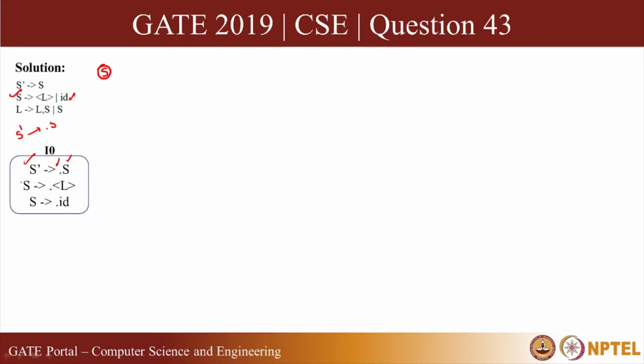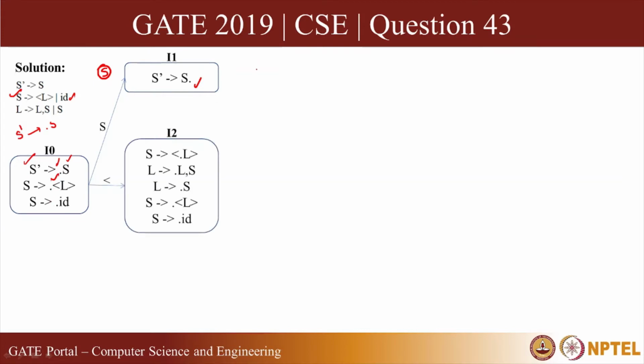Now from this stage, from I0, we can have three ways. What are the three ways? Firstly, we can parse S, and then our dot will go to the end. Secondly, we may parse the less than sign. If we parse the less than sign, then the dot will be placed before L.